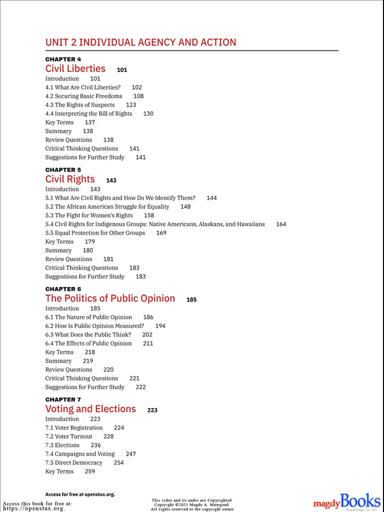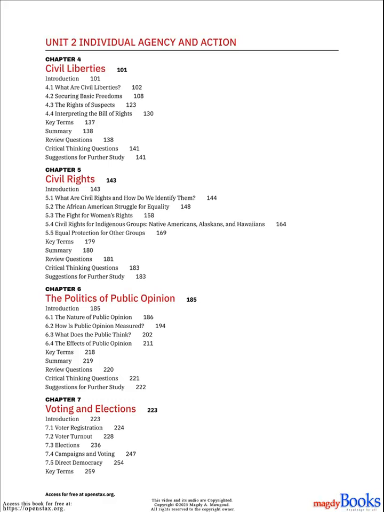Chapter 6. The Politics of Public Opinion. Introduction. 6.1. The Nature of Public Opinion. 6.2. How is public opinion measured? 6.3. What does the public think? 6.4. The Effects of Public Opinion. Key terms. Summary. Review questions. Critical thinking questions. Suggestions for further study.